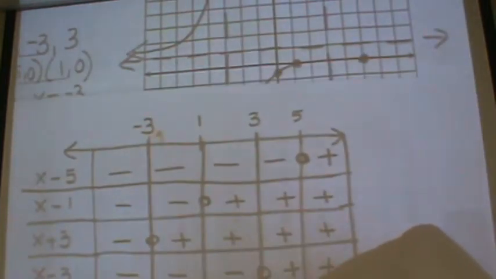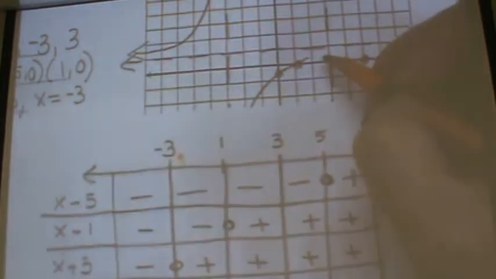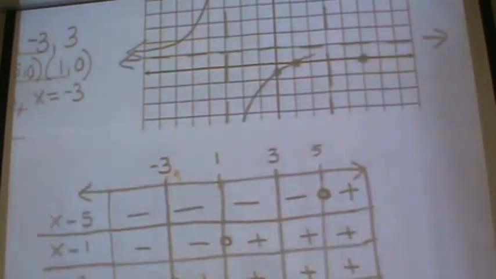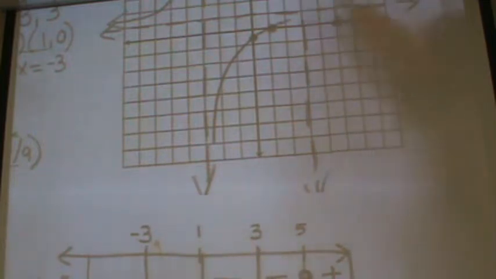From 1 to 3, where are we? Positive. So what's happening? 1 to 3, we're positive. Three to 5, we're negative. So this one is saying that we're crossing. Three to five, we're negative.